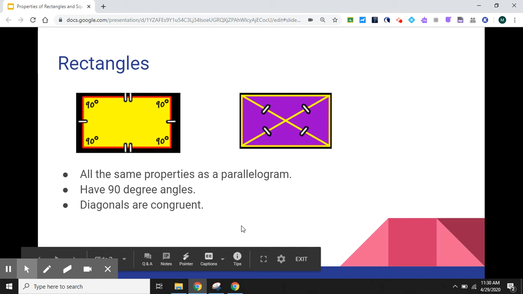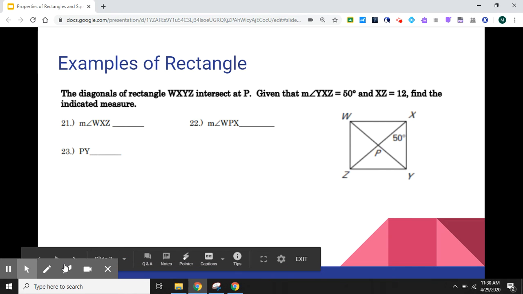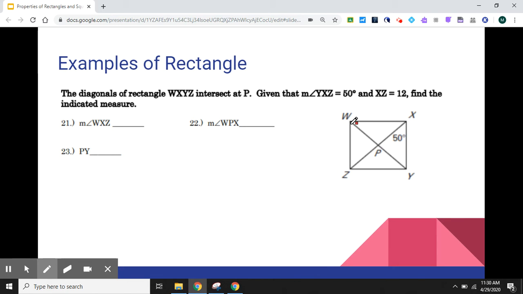Okay, so now let's go ahead and use that information to help us figure out some missing parts here of the rectangle. Okay, so here we go. So we're looking for the angle WXZ. WXZ is this angle here.